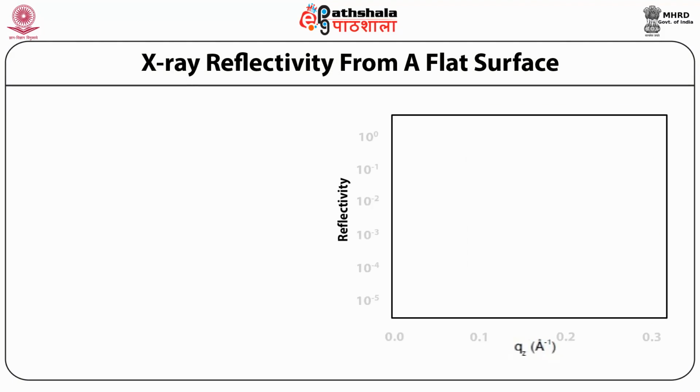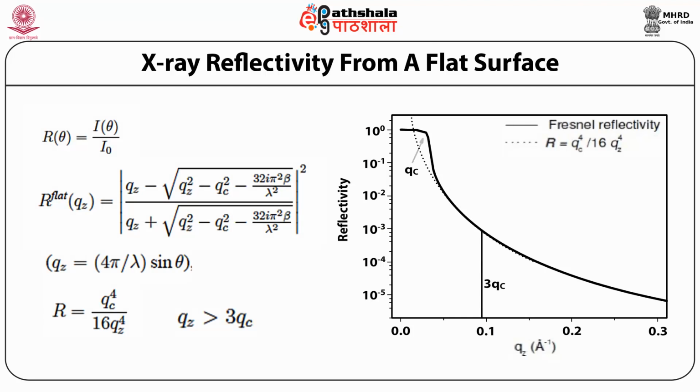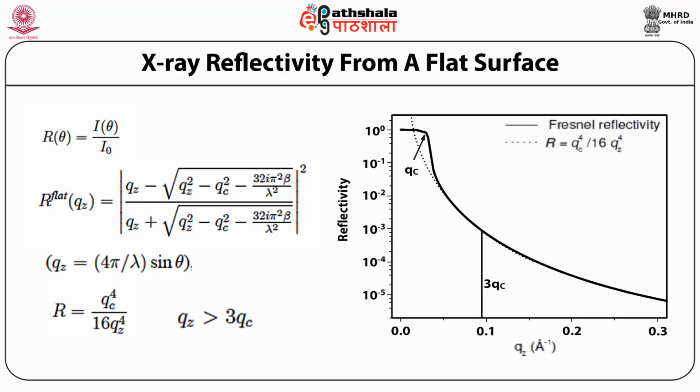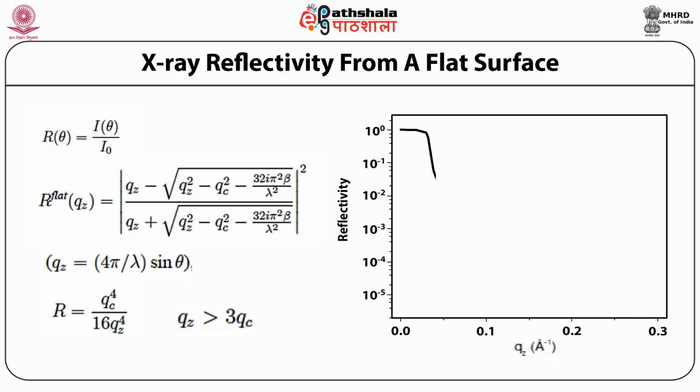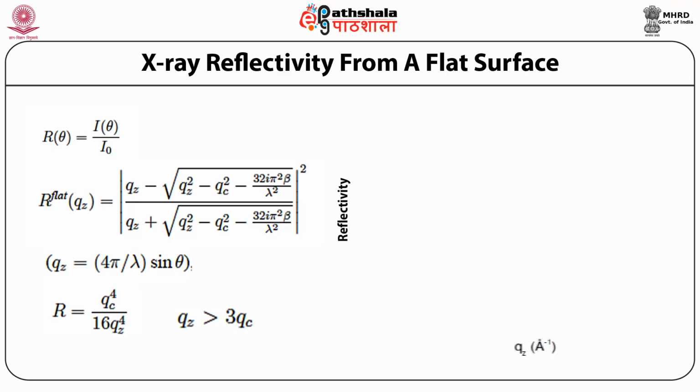In this slide, I'll be talking about the reflectivity of X-rays from a flat surface. Now you can see that this reflectivity is defined as R(theta) equal to I(theta) upon I0, where I(theta) is the measured intensity as a function of theta, and I0 is the incident intensity. And below this expression, you can see that this theta can be converted into QZ, the wave vector along the vertical direction, by using this formula: QZ is equal to 4 pi upon lambda sine theta.